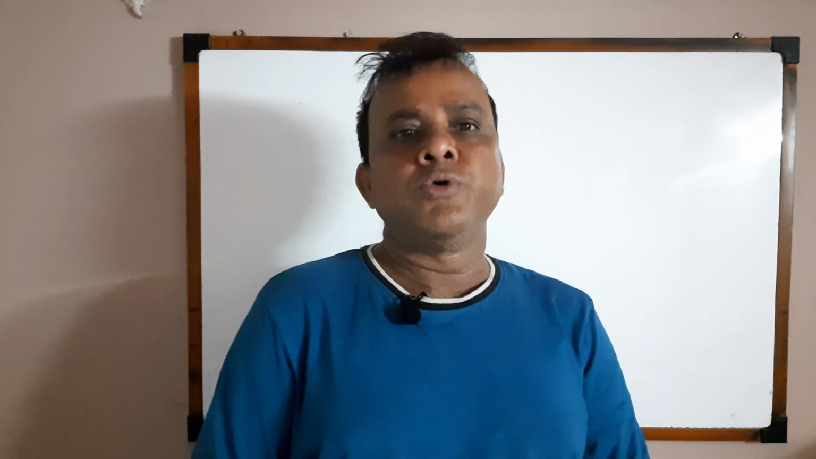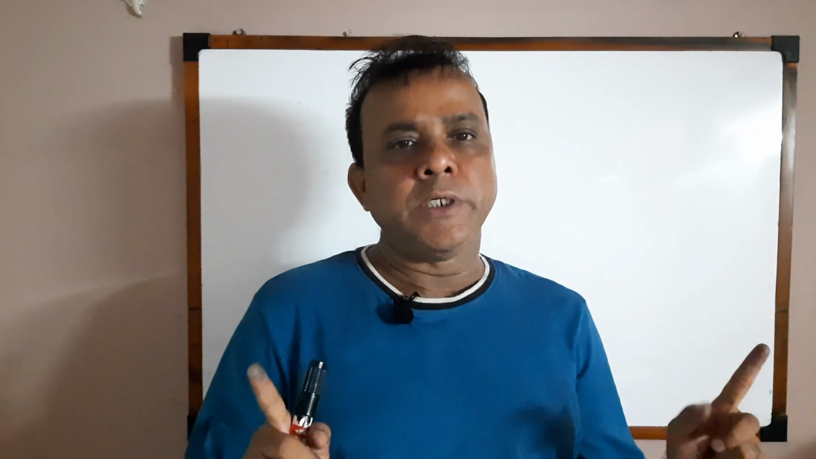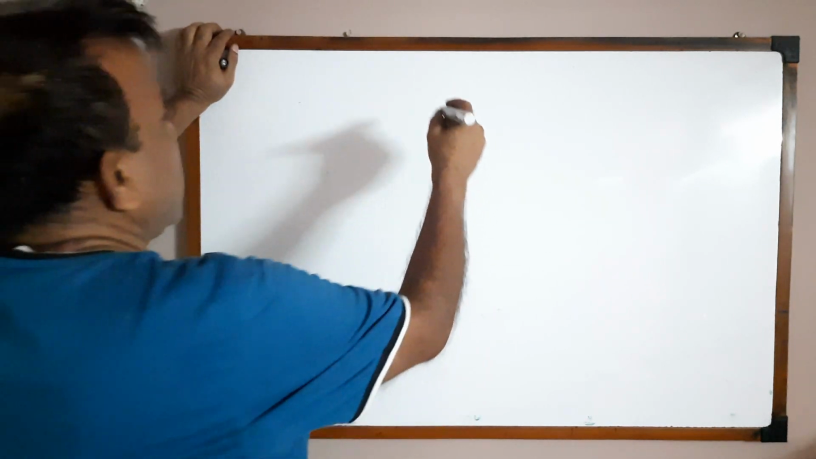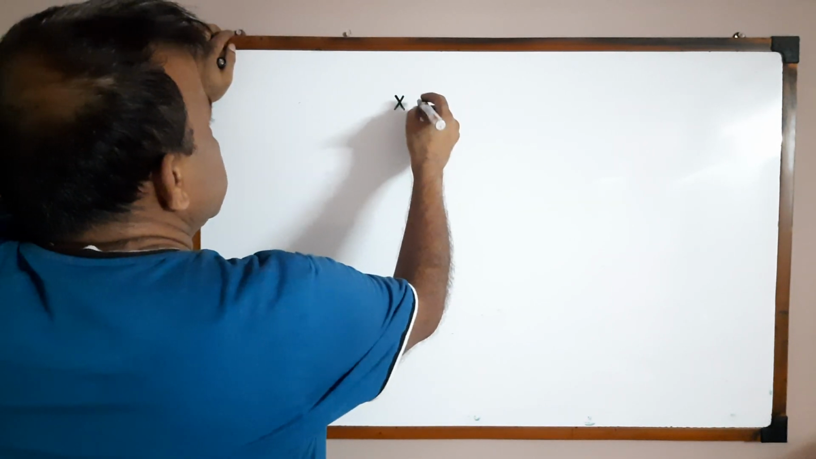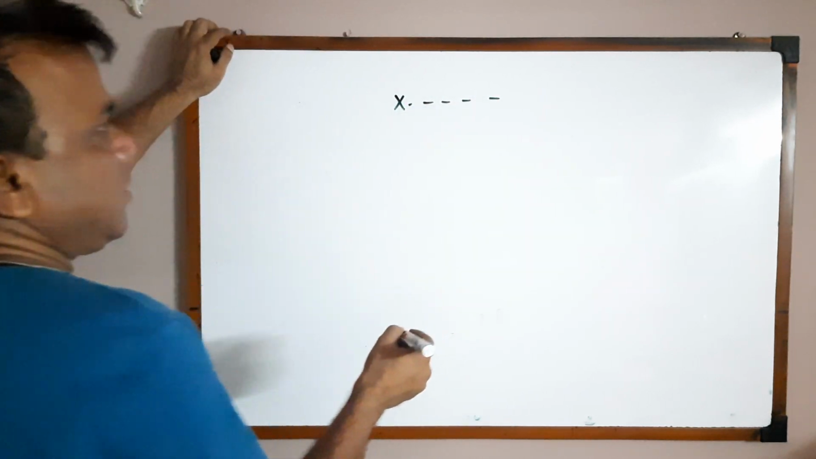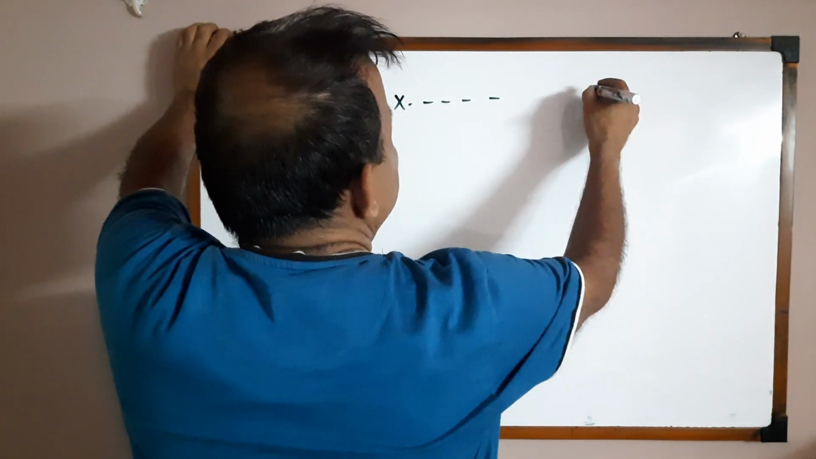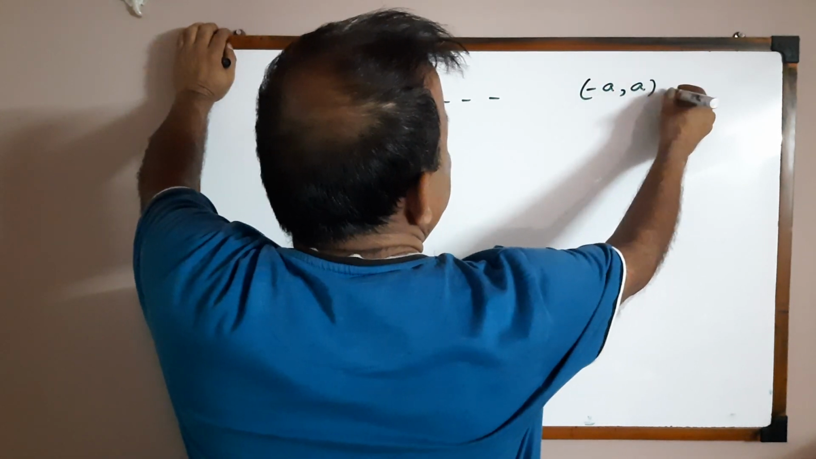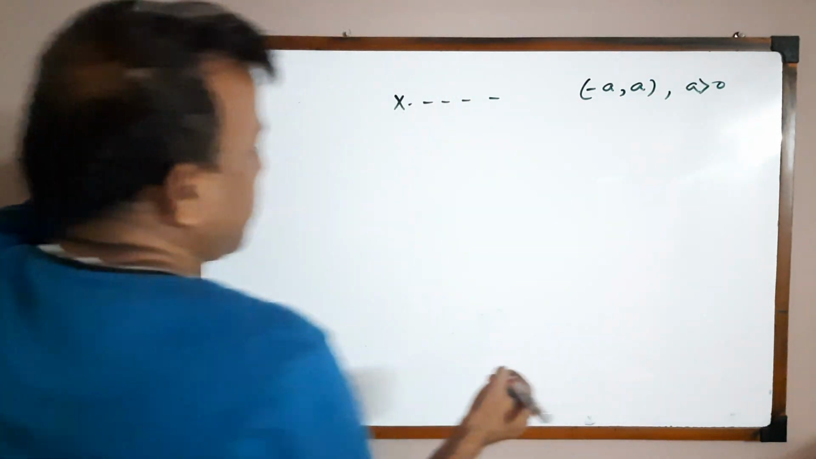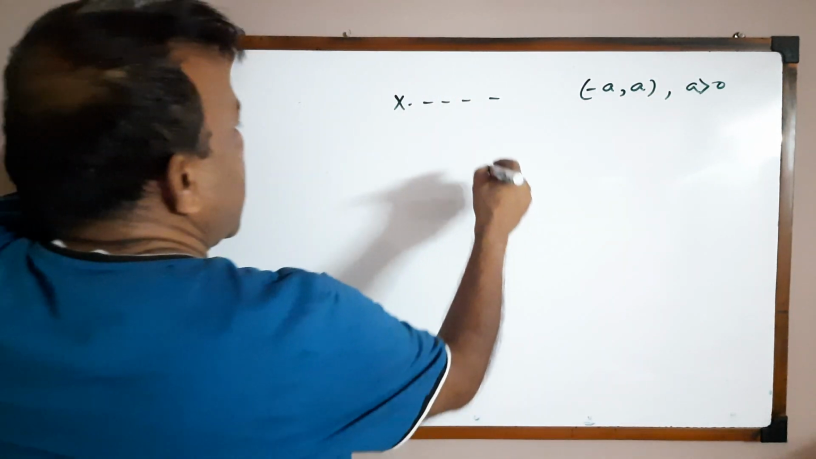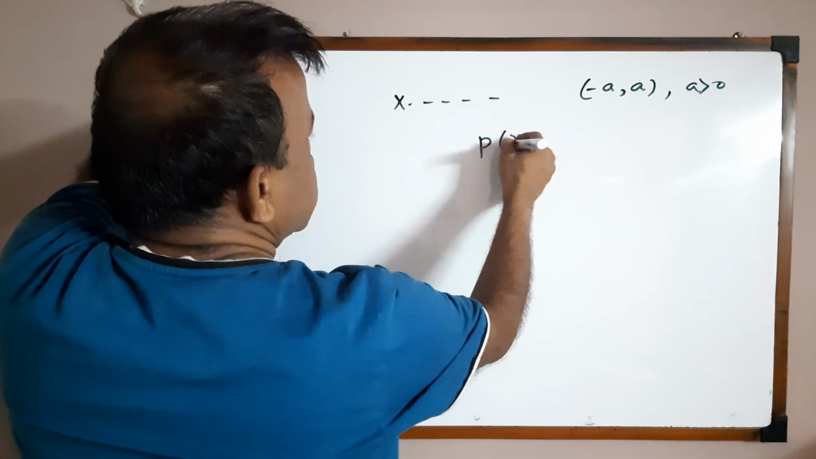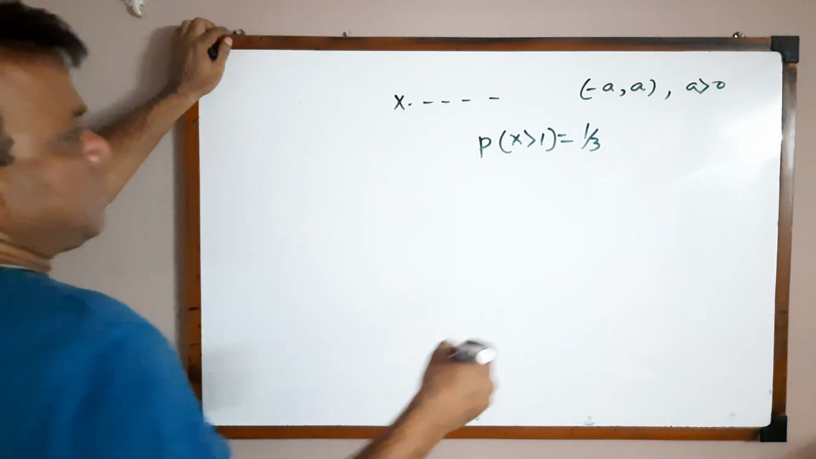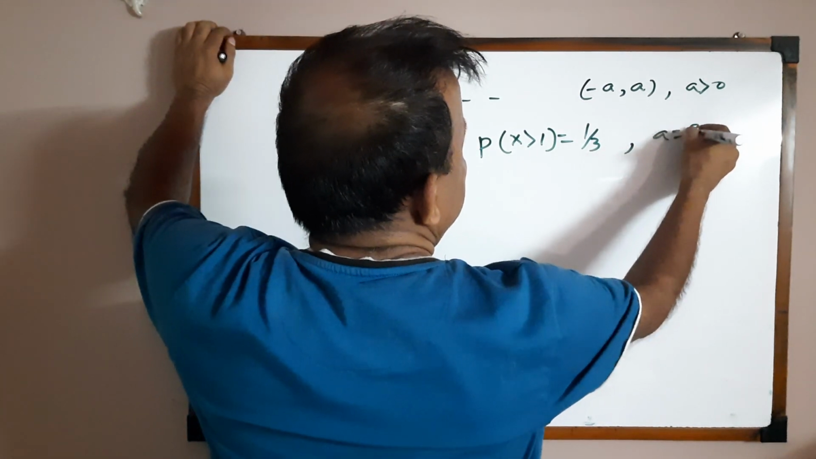Now we are going to solve a probability related problem. Here the problem is: random variable x is uniformly distributed over the interval minus a to plus a, where a is greater than 0. And probability x greater than 1 is equal to 1/3 is given. We have to find the value of a.